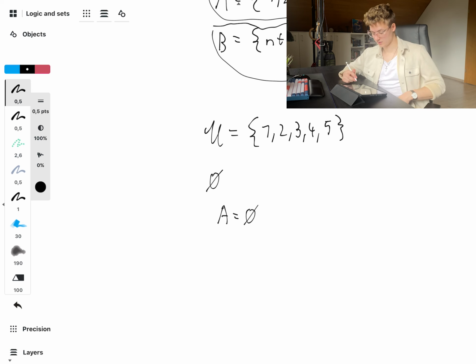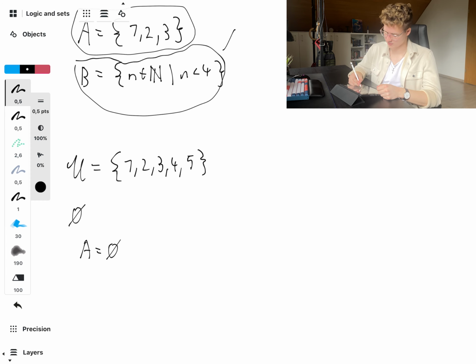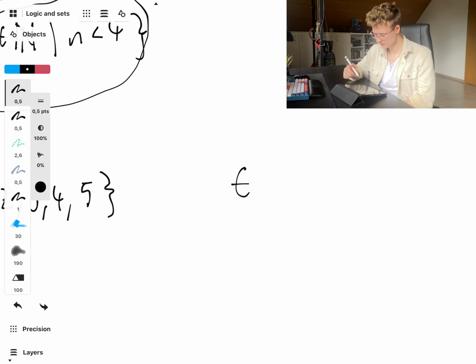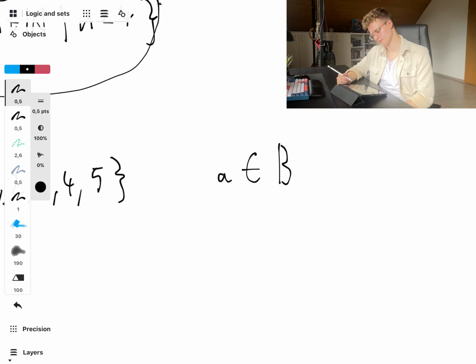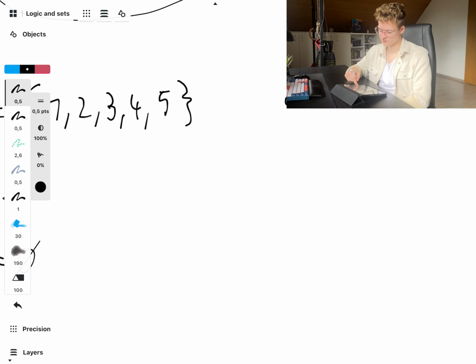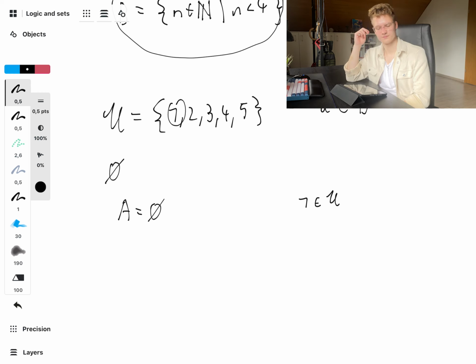Next up, since we have elements, we must also tell how an element belongs or relates to a set. For example, we have the operation belongs, which is like the euro sign but without the two lines here. This means A is an element of the set B. Or, in our case, we could say 1 is an element of U, because we have 1 here.